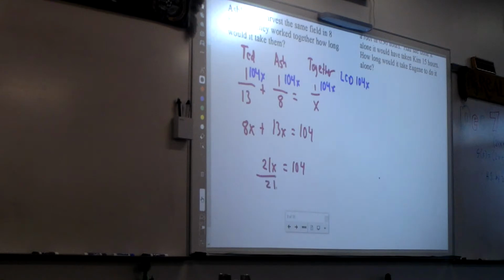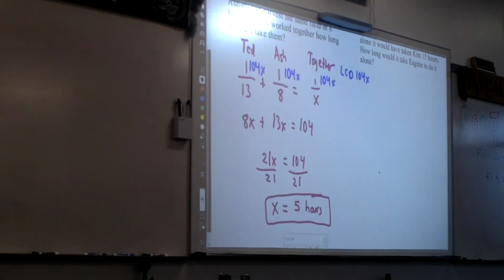If I divide both sides by 21, someone on a calculator help me out here. What is 104 divided by 21? What do you say? 4.95. So we're going to round that up to 5. So if they work together, they can get that field harvested in 5 hours.